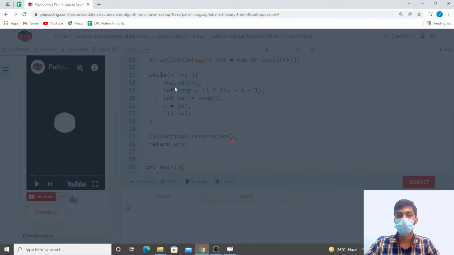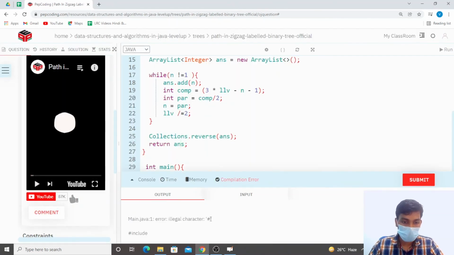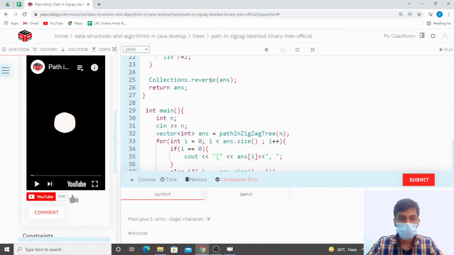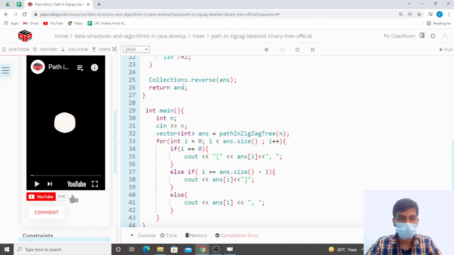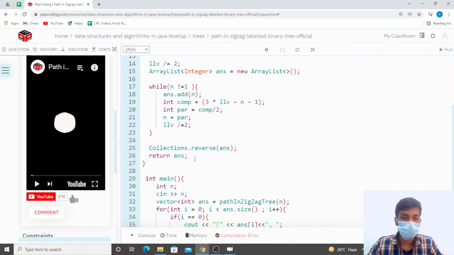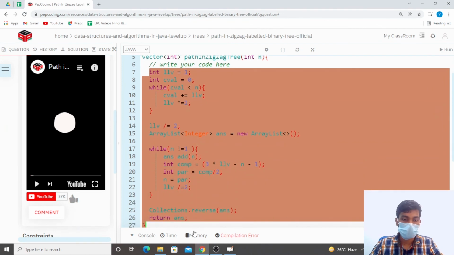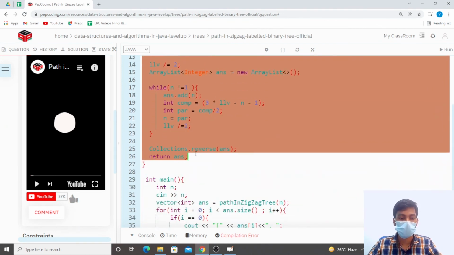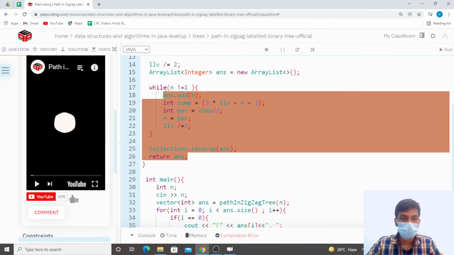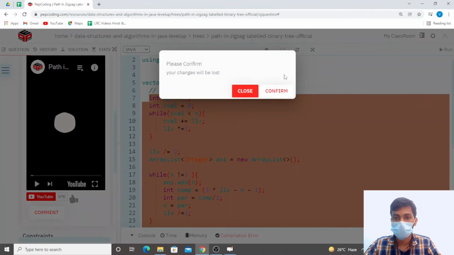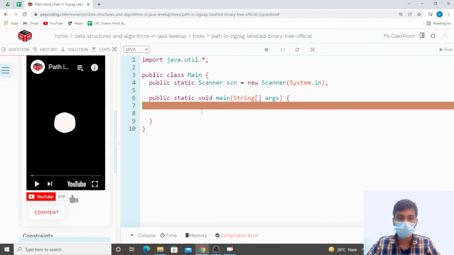Let's try to run this code, and it is giving us some compilation error. Okay, this code is actually, sorry, what we did was a C++ snippet. Let's just copy this logic. This logic is going to be the same, just the syntax is going to be different. Let's copy this and paste it in our answer.